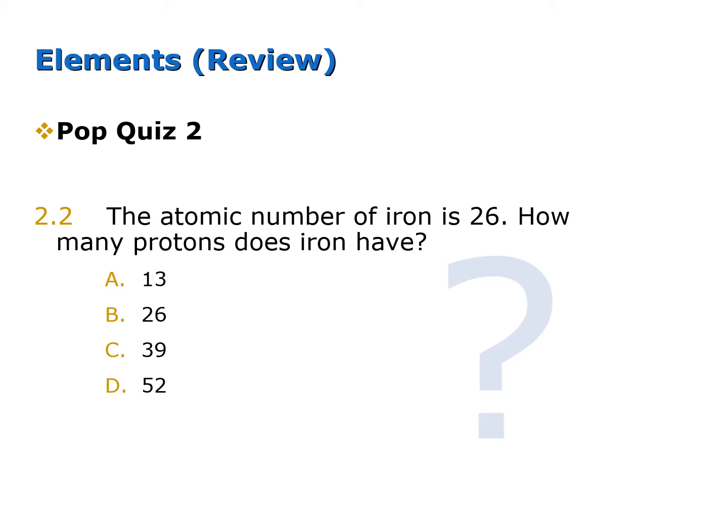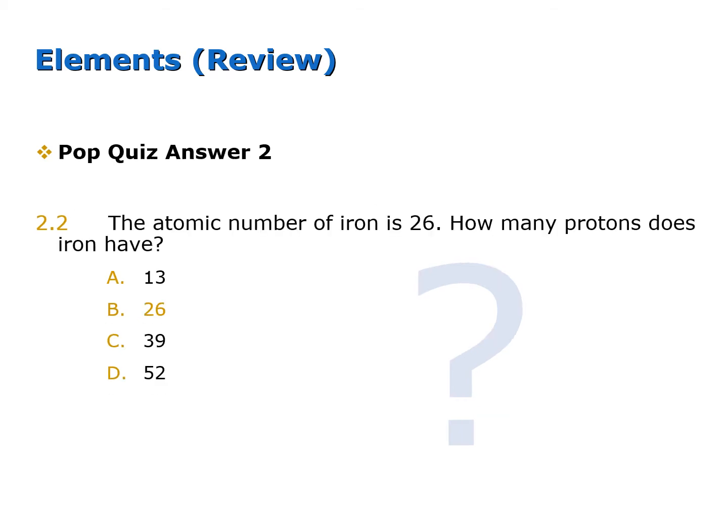Question number 2. The atomic number of iron is 26. How many protons does iron have? Option A is 13, option B, 26, option C, 39, or option D, 52. The correct answer for this question is option B, 26. If the atomic number of iron is 26, and we know per definition that the atomic number of an element is given by the number of protons that this element has in its nucleus, the correct option will be only option B, that says 26.